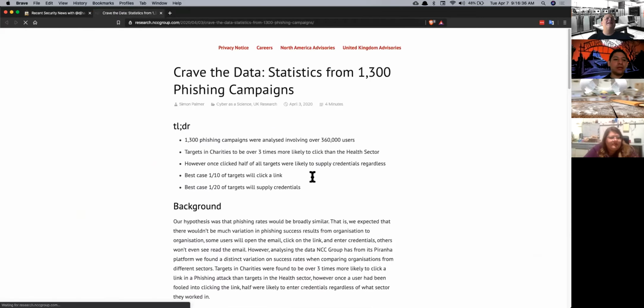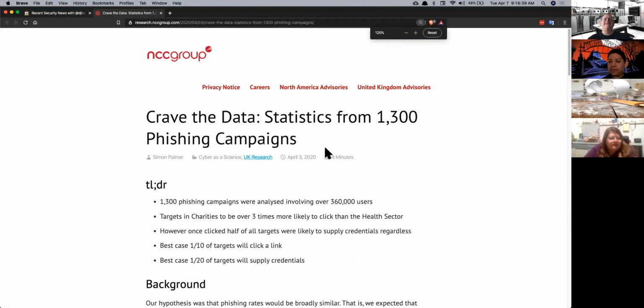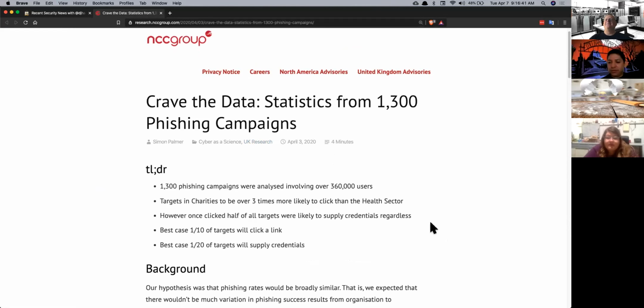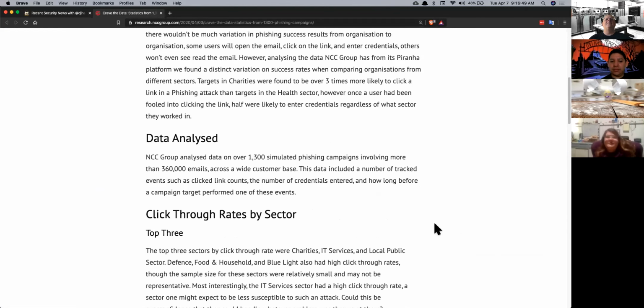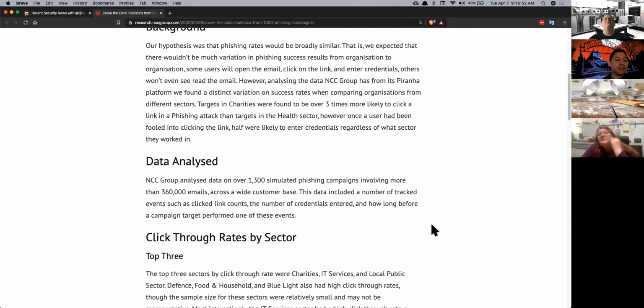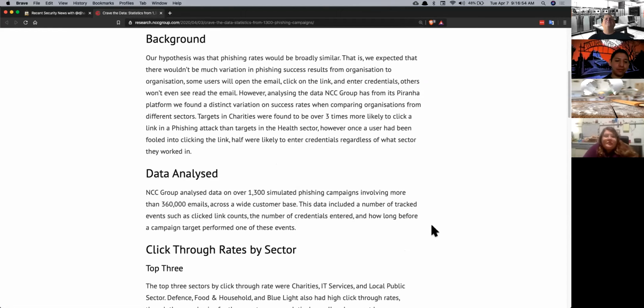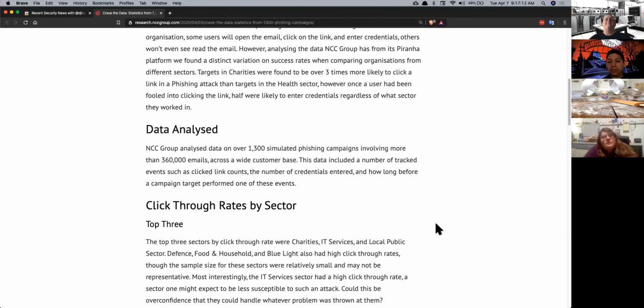And here's phishing campaigns. So before I get started, I do need to point out that this is being put out by NCC Group, who coincidentally makes money from protecting people from phishing campaigns. So they apparently did statistics from 1,300 phishing campaigns and found that, in best case, 1 in 10 targets will actually click. So if you send out a phishing email, 1 in 10 will click, and 1 in 20 will supply credentials.